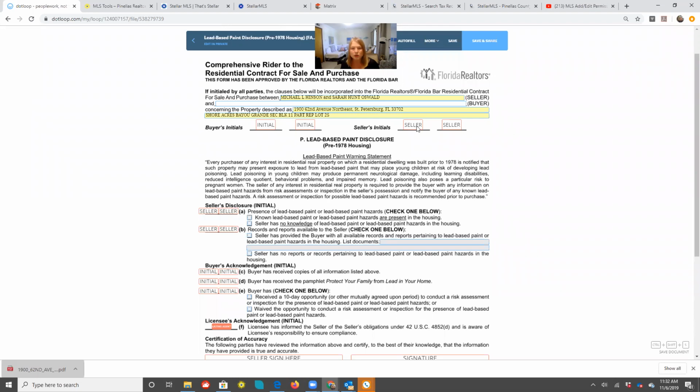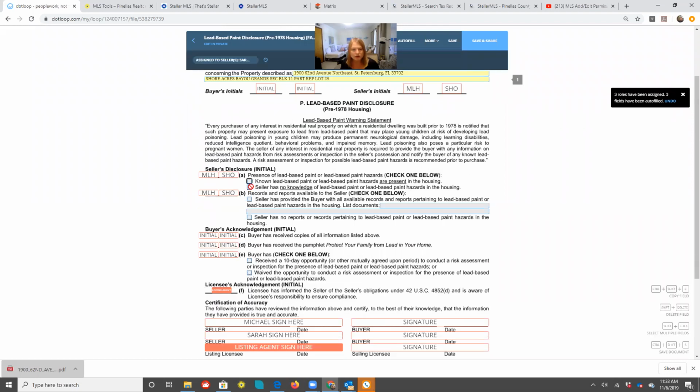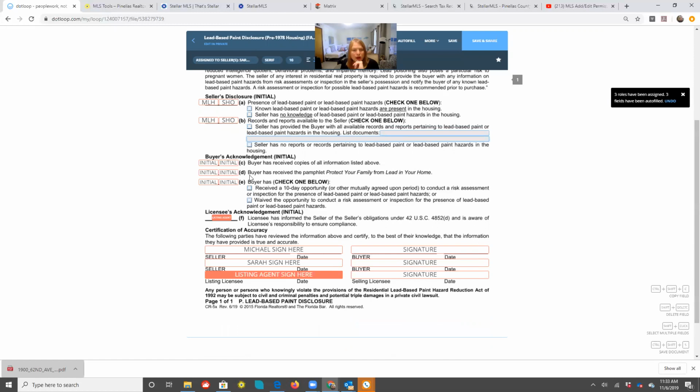And then here we go. It knows where our sellers are going to initial. I tend to check, oh, they're going to have to fill in the knowledge. So point this out to them because they need to check one of these boxes. I actually thought I had this checked. And then the buyers are going to check that they received this.